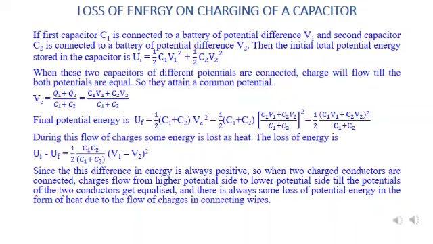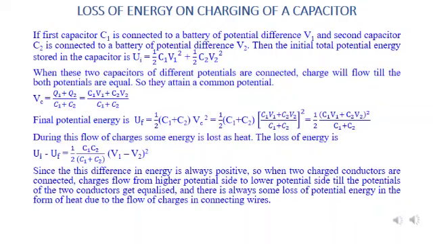After connecting them, both will attain the common potential V. So the final potential energy is Uf equals half C1 plus C2 into V square. Substitute the value of V square, that is the common potential Vc. Then the expression becomes half C1 plus C2 inside the bracket, C1 V1 plus C2 V2 divided by C1 plus C2, whole square.